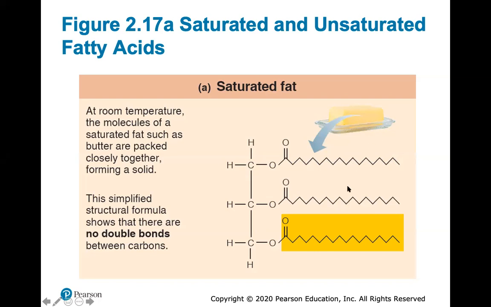So all of these fatty acid tails can stack on top of each other really nicely. They fit together kind of like an accordion. So they can create butter at room temperature, or a solid. This is also why saturated fat is not good to eat, because you're eating this compacted fat that's a lot harder for your body to break down because it can be compacted really easily on top of each other.